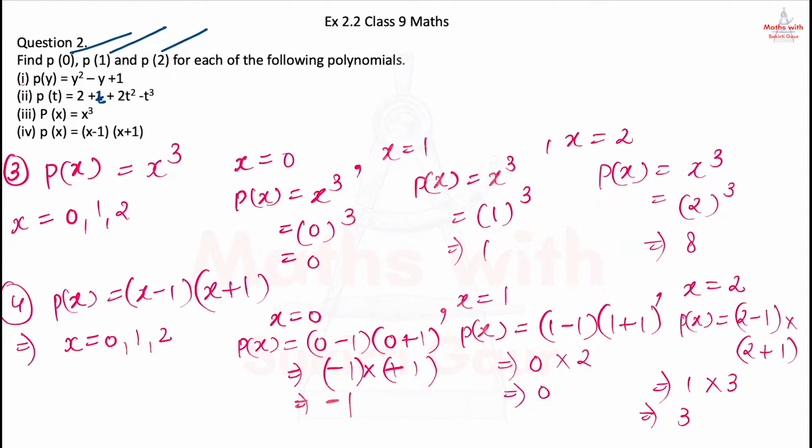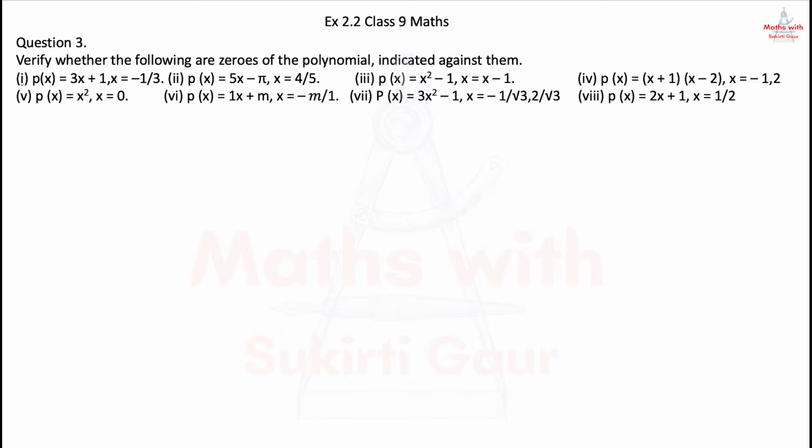Now coming on to the third question, that is, verify whether the following are zeros of the polynomial indicated against them. So we have been given the value of the variable against each of the parts. We have to put that value in the polynomial, and we are going to check whether that value is the zero of that polynomial or not. Now we know that the zero of the polynomial is nothing but the value of the variable which will give us 0 when we put it in the polynomial.